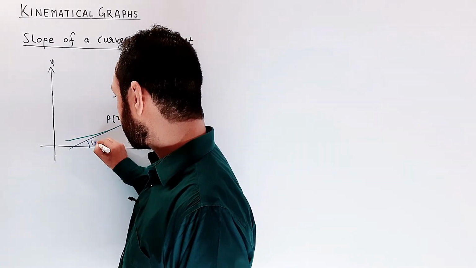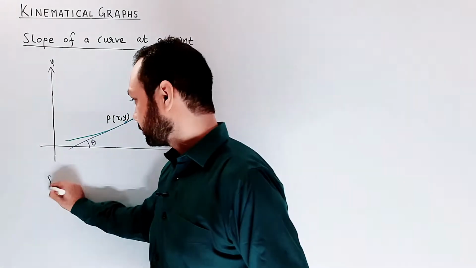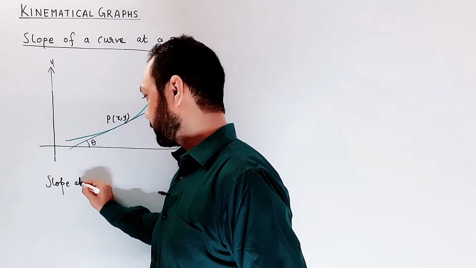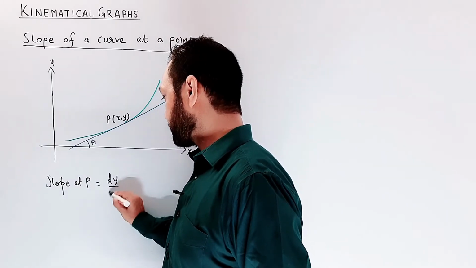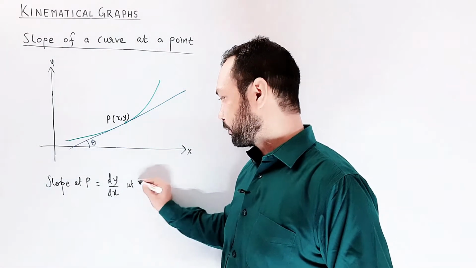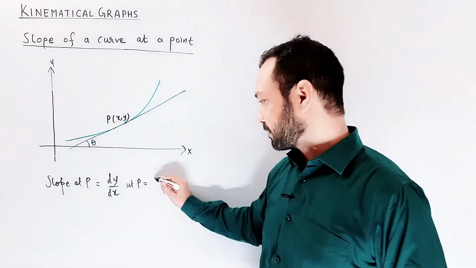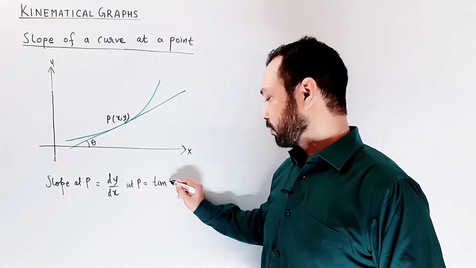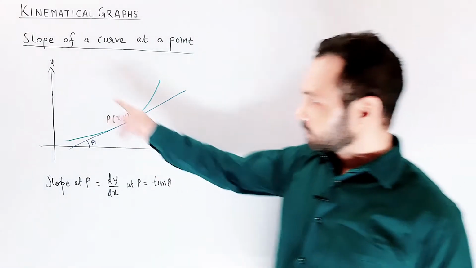and if that tangent makes an angle theta, so slope at P is dy by dx, the rate of change of y with respect to x at P, and if the tangent makes angle theta from the positive x-axis, so that is also tan theta. And here this is the y-axis.